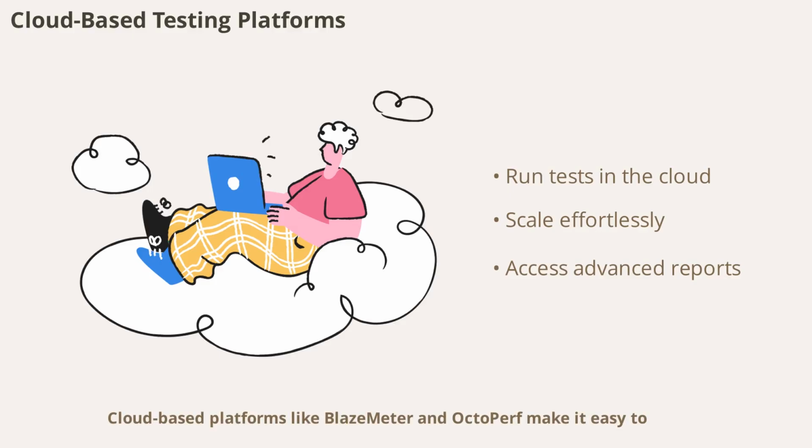Cloud-based platforms like BlazeMeter and Octoperf make it easy to run large-scale JMeter tests without worrying about local hardware limitations. These services offer scalability, easy integration, and powerful reporting features, making them ideal for enterprise-level performance testing.